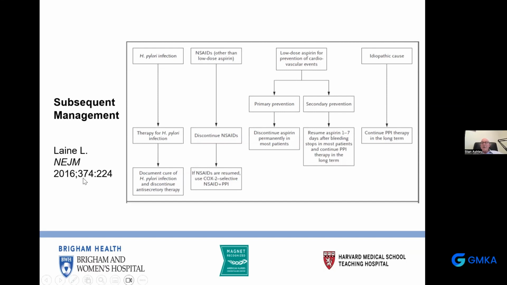Patients that are on aspirin, if it's for primary prevention, they haven't had a cardiac event, discontinuing it is appropriate. If they've had a cardiac event, obviously, and they have a stent or need it, then continuing PPIs and the aspirin at 1 to 7 days. If you can't document a cause, then long-term PPIs are appropriate.